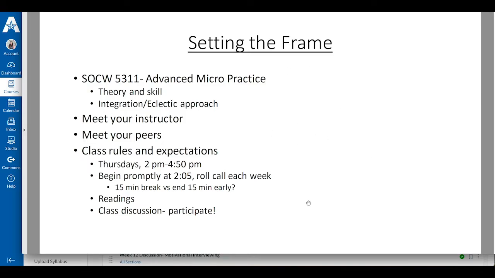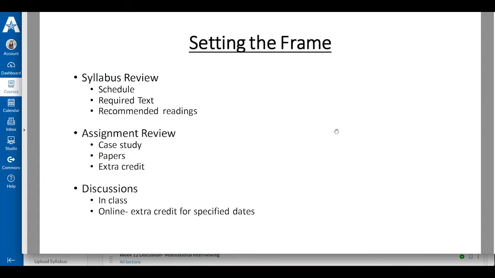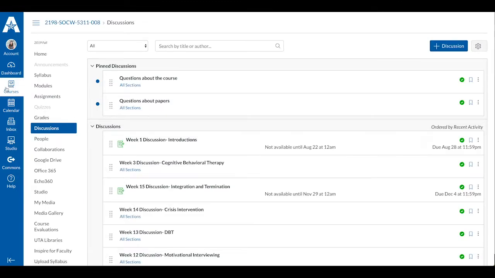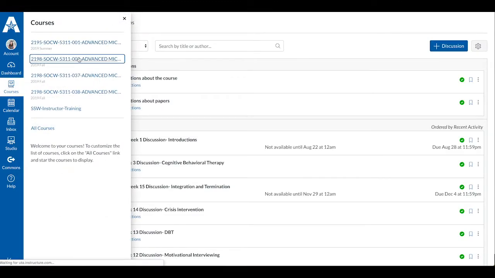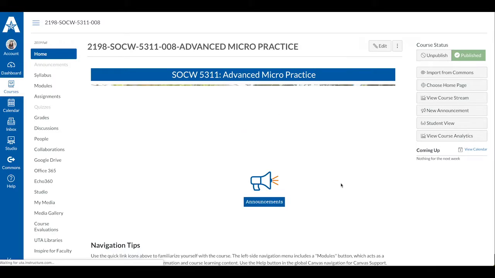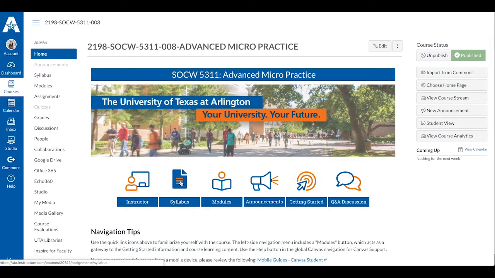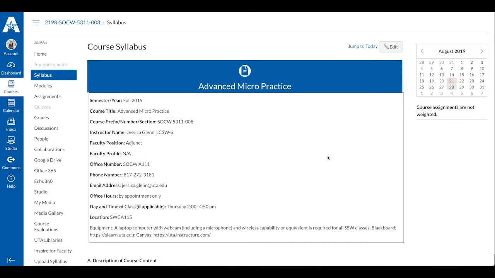Okay, so that's a little bit about the first real page. This is a very short lecture, but setting the frame continued. We're going to go over the syllabus, assignments, and discussions, which we already started to touch on. So if you click on courses, and again, you can find your course here. And when it opens up, you can click on syllabus here, or you can go over to the left and click on syllabus. So we'll just go to the left because I was there.